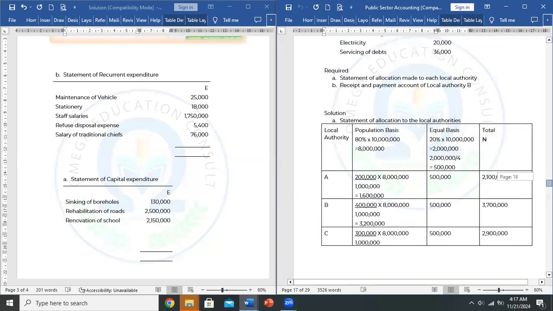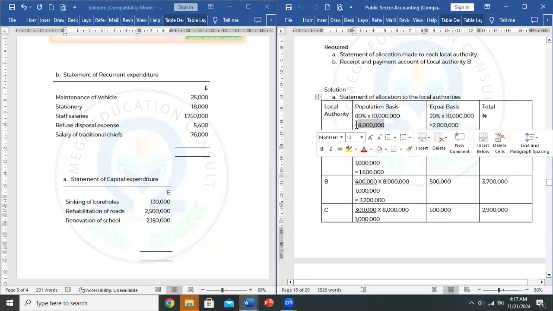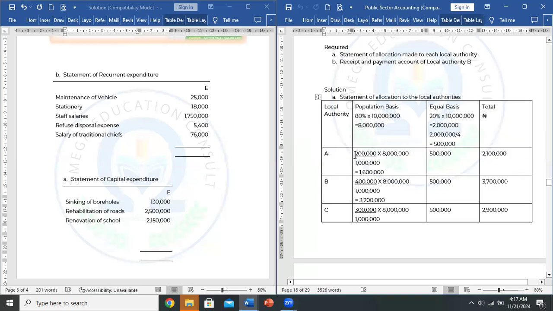So if we are sharing 80% of the money, it means we are sharing 8 million on population basis, right? So for that 8 million, we look at the population of the authority, divide by the total population, and then get the share of that particular authority. So that's what you have here. Authority A had a population of 200,000. We divide by the total population, the way you use total ratio to find the share of a whole, or if A and B are sharing something in the ratio 3:5.